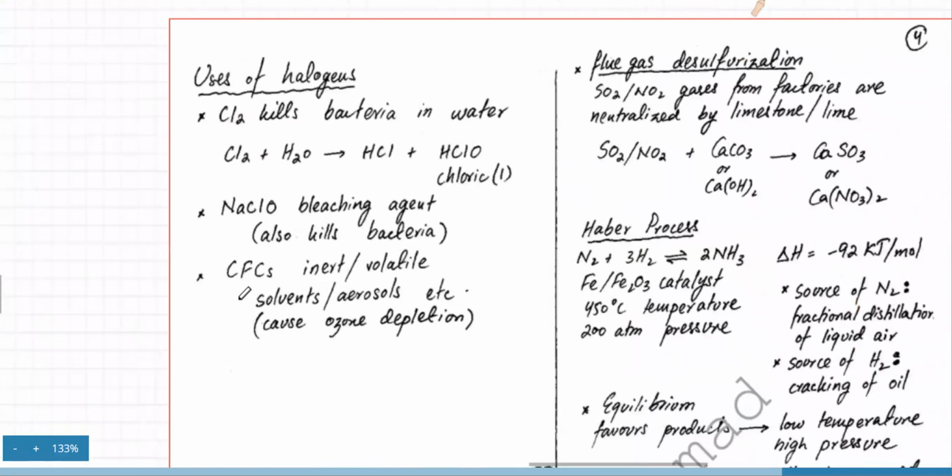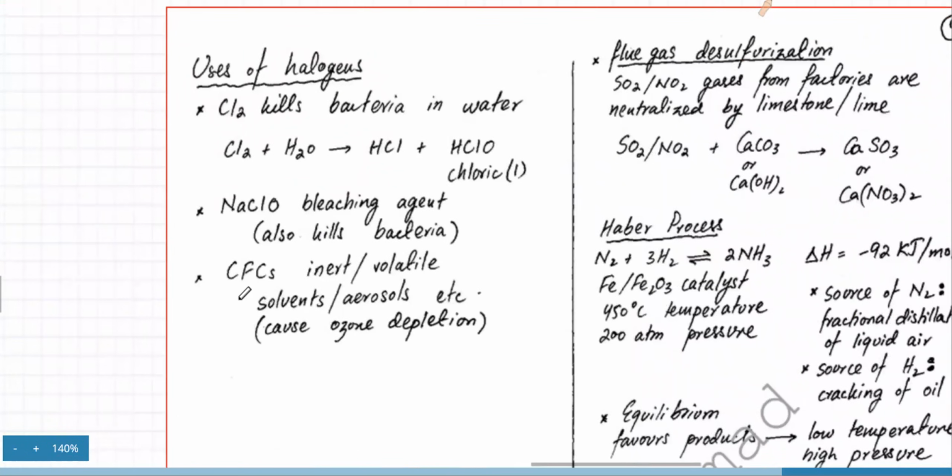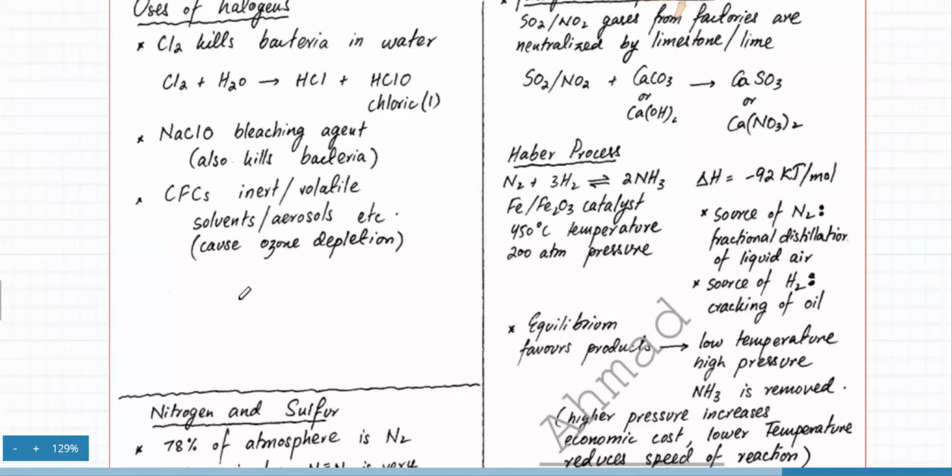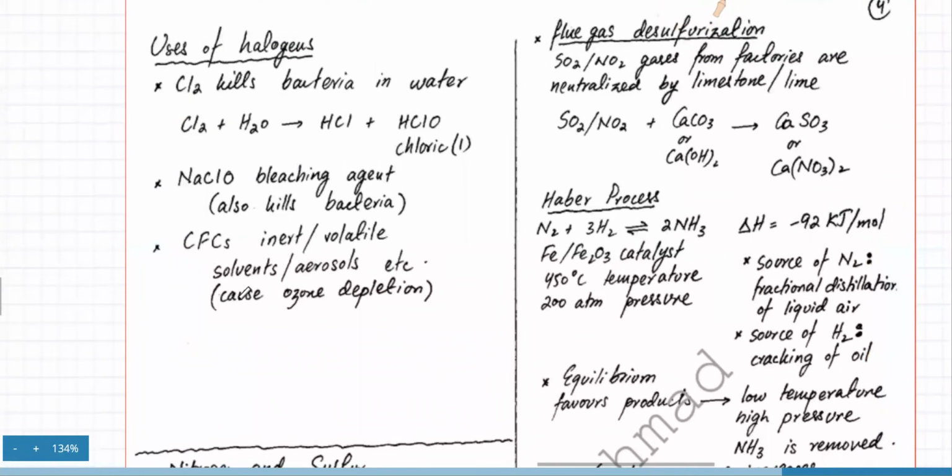Some uses of the halogens. Cl2 kills bacteria in water. Chlorine is used as a disinfectant. NaClO is used as a bleaching agent. You have CFCs and ozone destruction. I think we did talk about CFCs and ozone destruction in detail when we were doing organic chemistry.